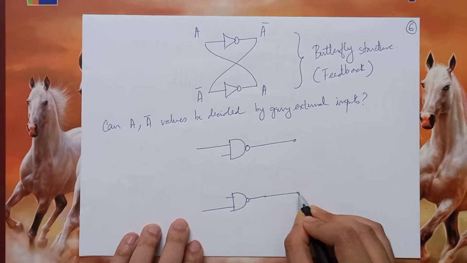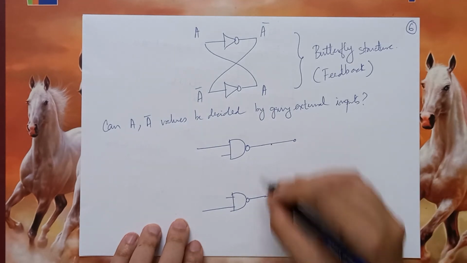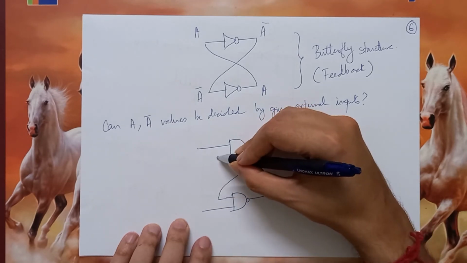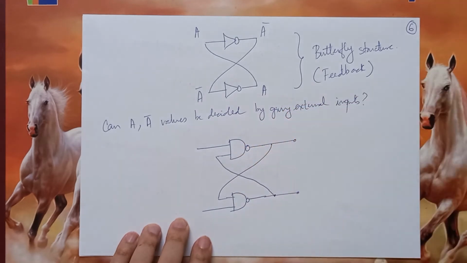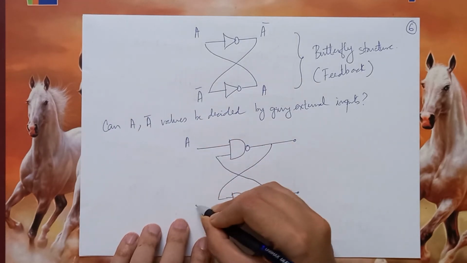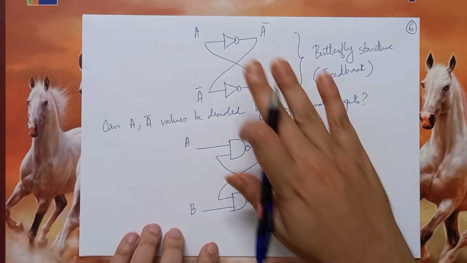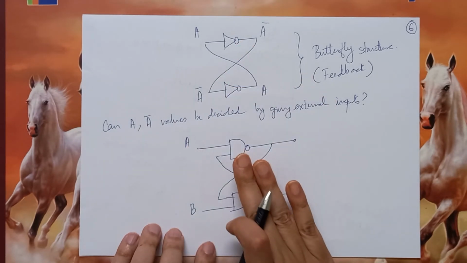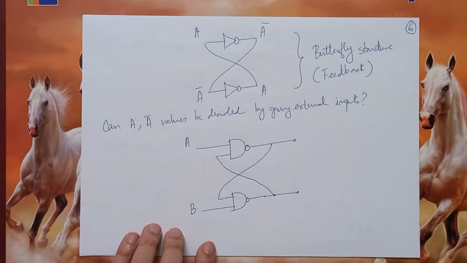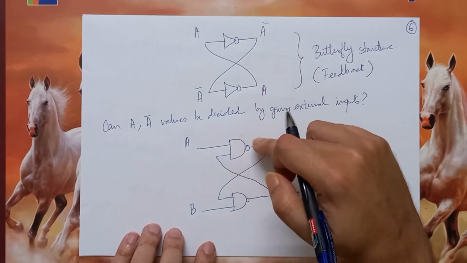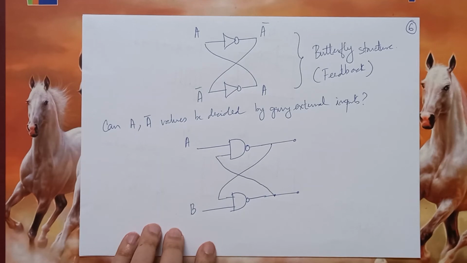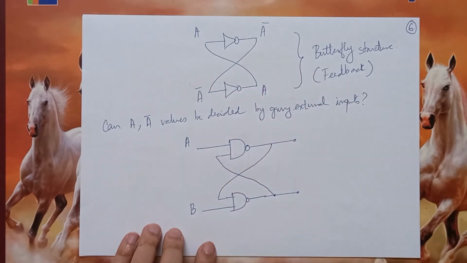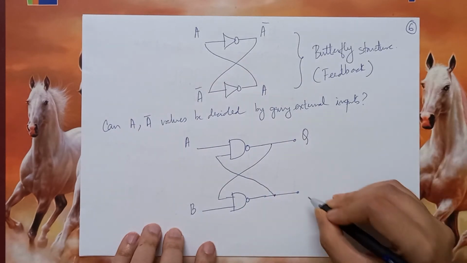So therefore, what we will do, we will take one of the outputs over here and bring this back over here. Similarly, we can also do this. Let's call these two inputs A and B. So if I try to correlate this diagram with the one above, what I will see is that in some sense this can still act like NOT gates given the proper values of A and B, and ultimately what we would like to store is one value and its complement. So therefore let us call these Q and Q bar.